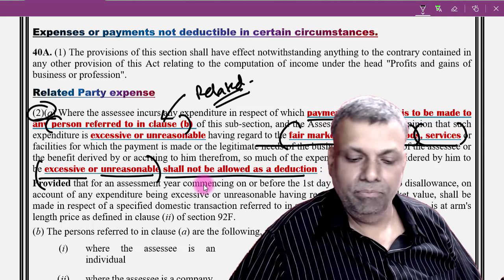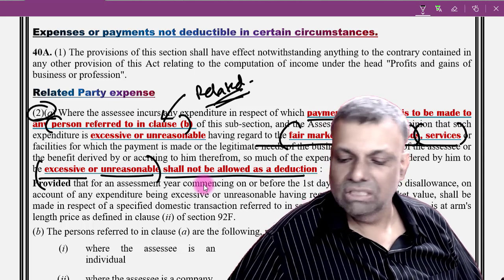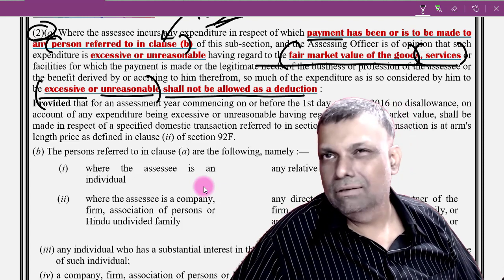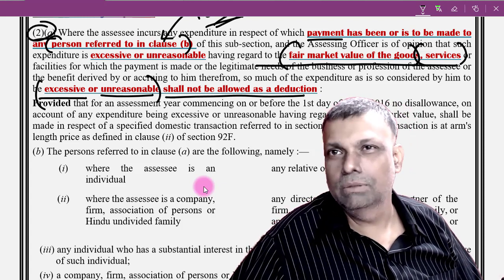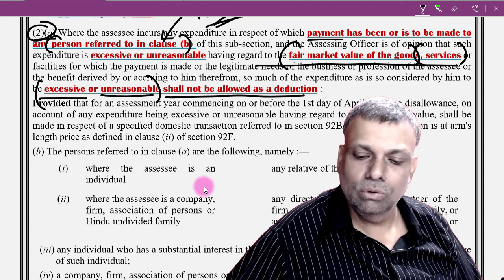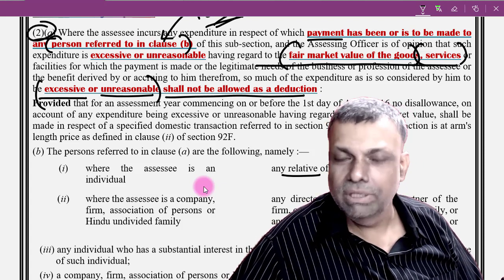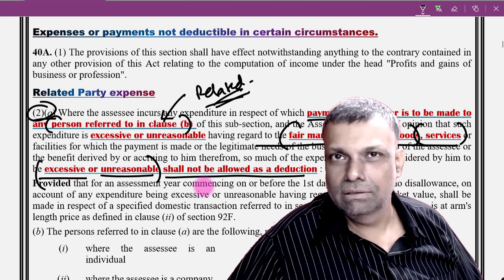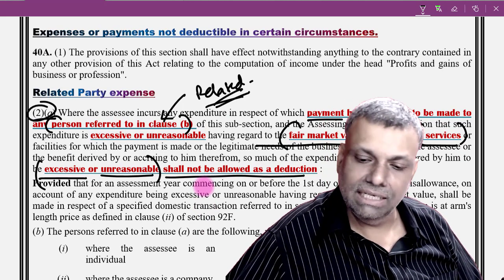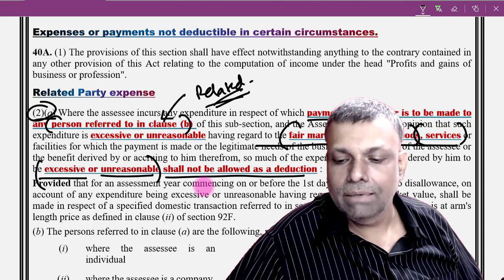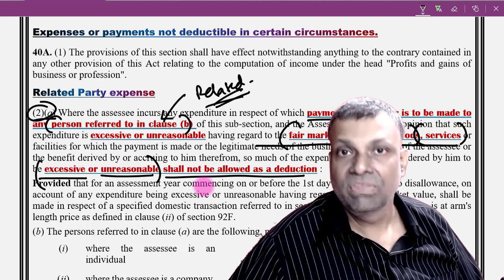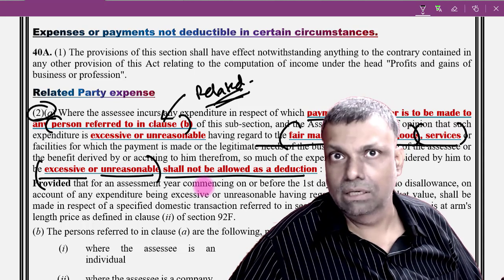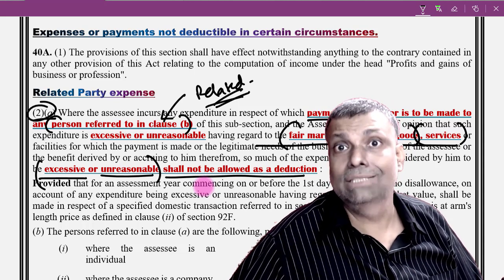And for this related person, there is a long definition, which is provided for a company's directors, for the firm's partners, for an individual, all the relatives and associates. Brother will be a relative by the definition, so no need to go into that entire lot of details. It's a related party transaction. We have to consider the fair market value of goods or services. If it is excessive, the excessive amount will have to be disallowed. So the excess figure has to be disallowed.